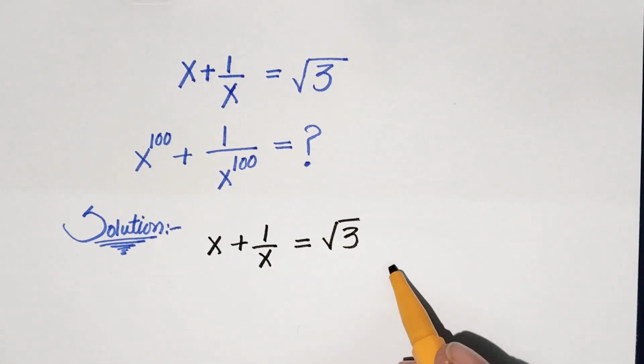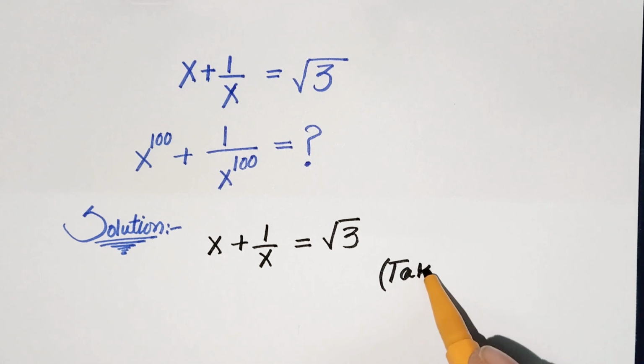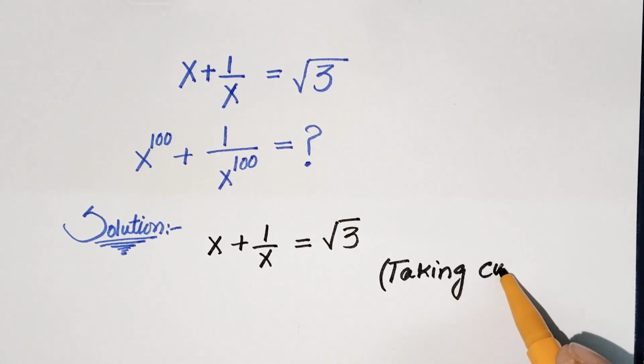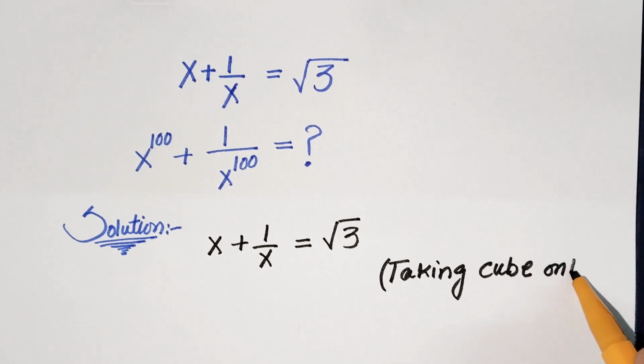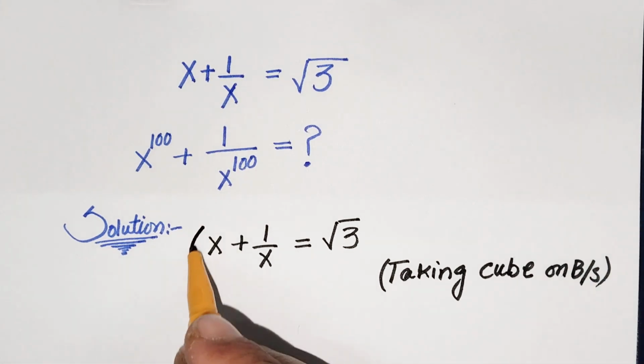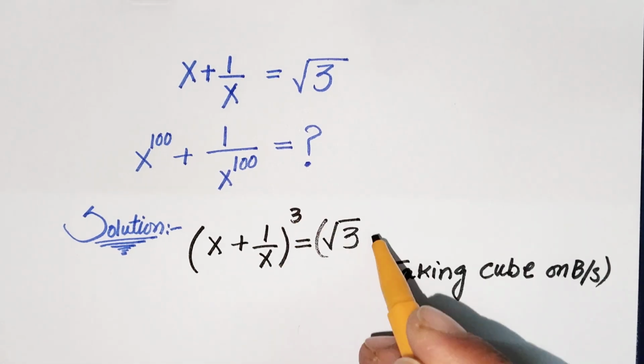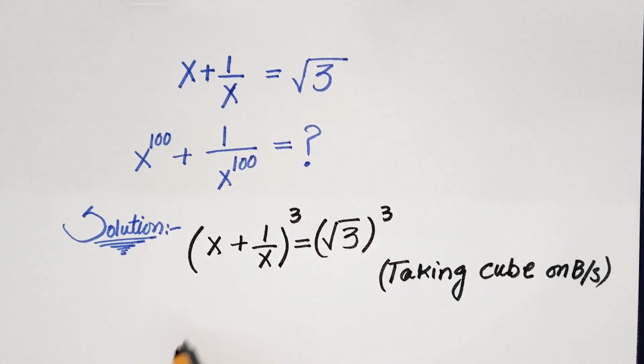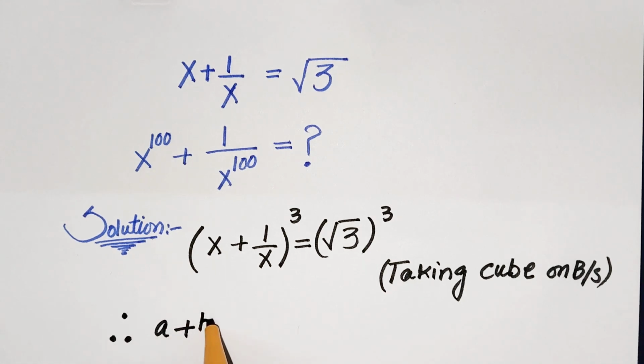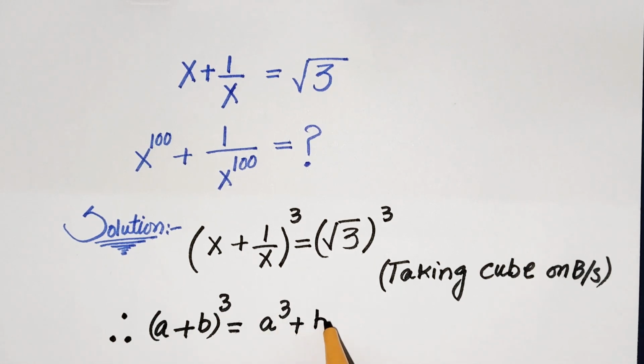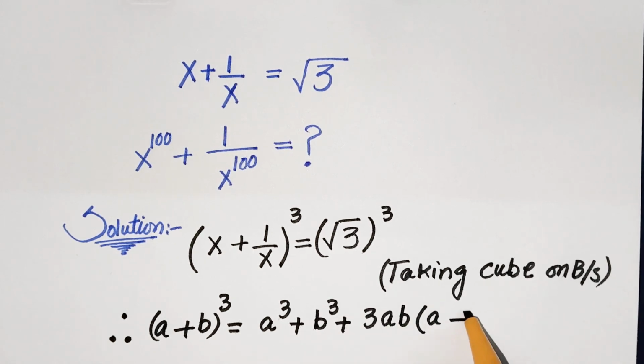Now here we are just taking cube on both sides, then we get our left hand side whole cube and our right hand side. So here we see that it is actually a plus b whole cube. So using our algebraic identity, as we know that if we have a plus b whole cube, then it will be equal to a cube plus b cubed plus 3 times a times b times a plus b. So it is our algebraic identity that we have used here.